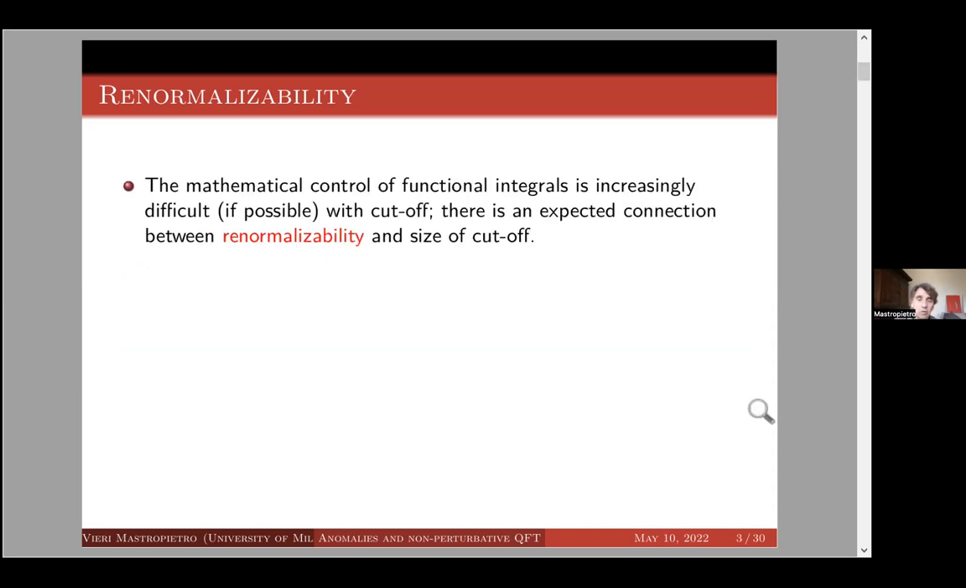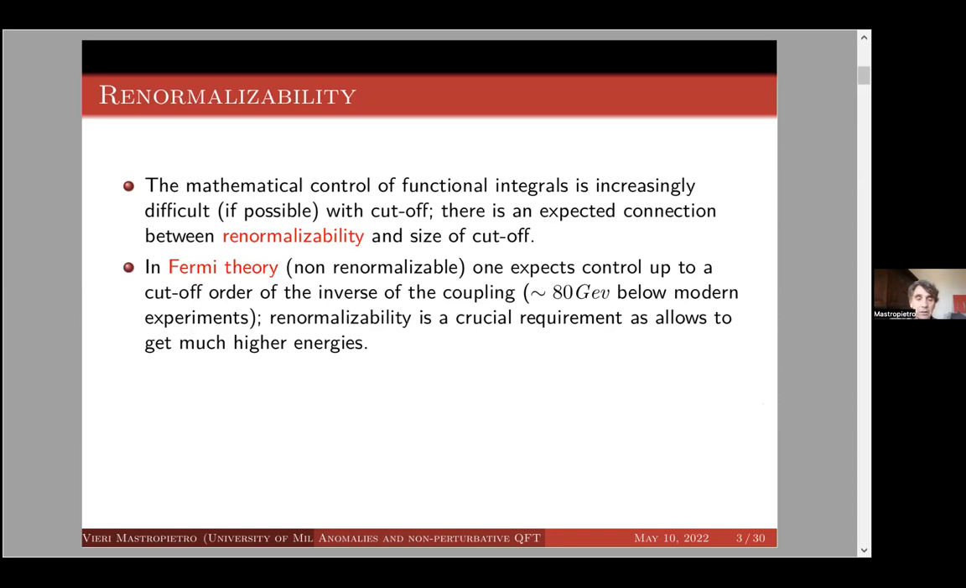Of course, the mathematical control of functional integrals is more and more difficult, if possible at all. We don't know if it's possible to remove the cutoffs, but anyway, it's more and more difficult increasing the cutoff. And there is a connection between what is called renormalizability of the theory and the size of the cutoff. In particular, if you have a non-renormalizable theory, for instance, the old theory of Fermi, which was describing the weak interaction in terms of quartic fields, this means that this theory has meaning with a cutoff of the order of the inverse of the coupling, which means the inverse of the mass of the W.